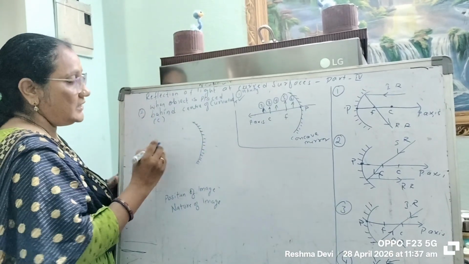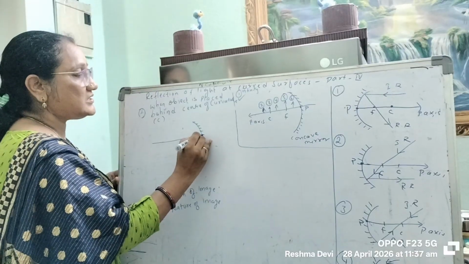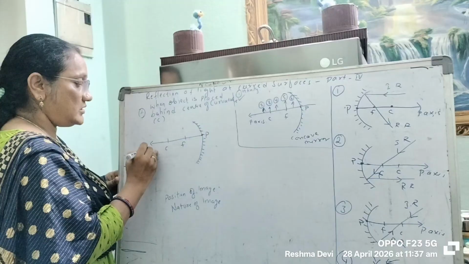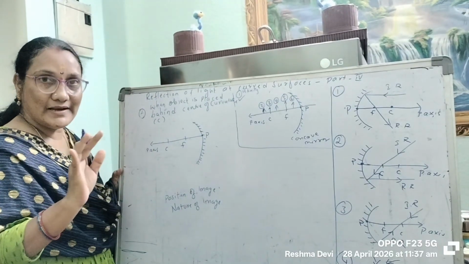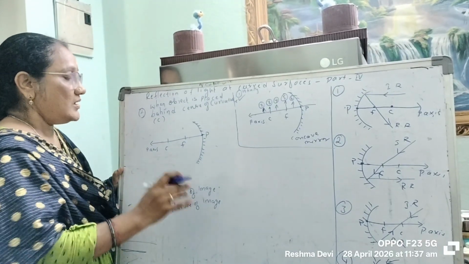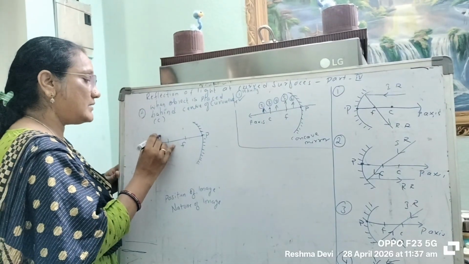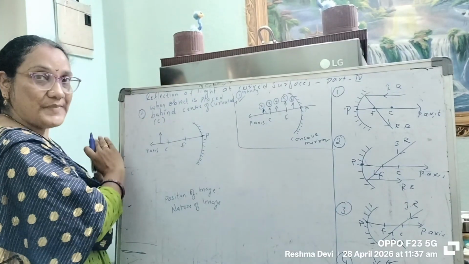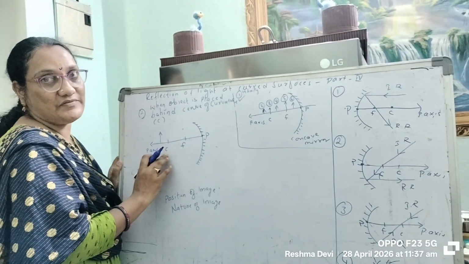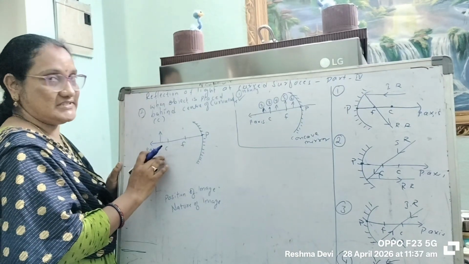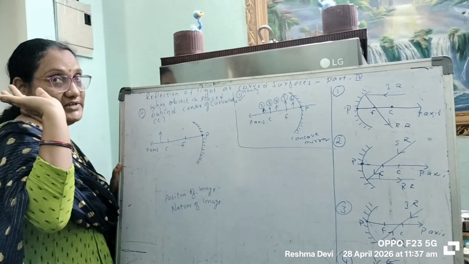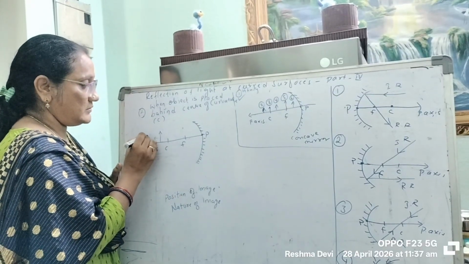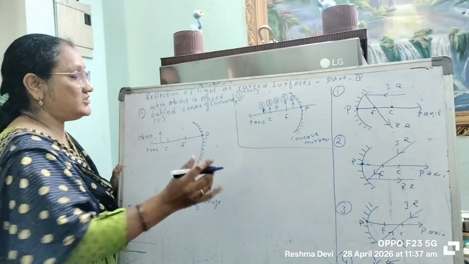concave mirror. Then identify all the points: pole, focus, center of curvature, principal axis. Right? Now, where is object kept? Object is kept behind. Behind means backside. Behind the center of curvature. Now it is kept on the axis. In first case, it is at infinity. Now this is object behind the center of curvature.